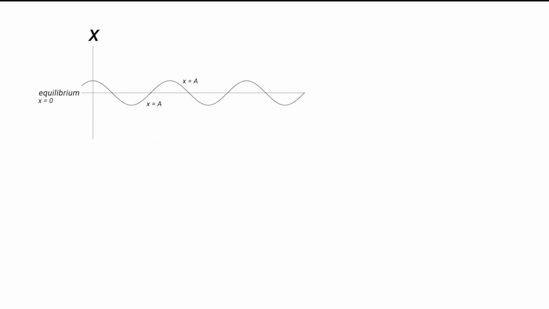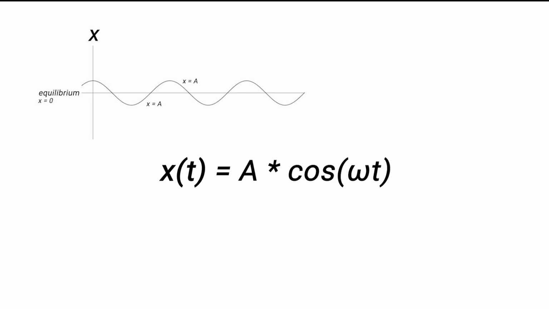Following this graph, we are now using the first equation of the simple harmonic motion, which is as follows. x of t is equal to amplitude times cos of angular velocity times t. This, amongst many other equations of the simple harmonic motion, equates to the displacement.